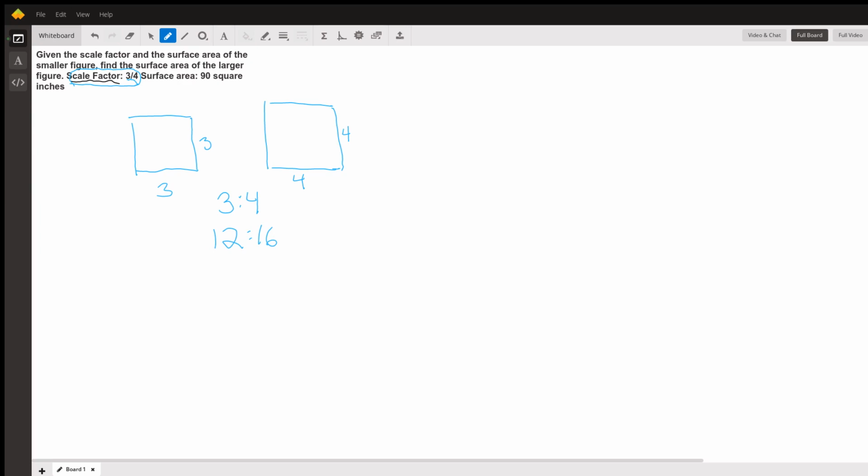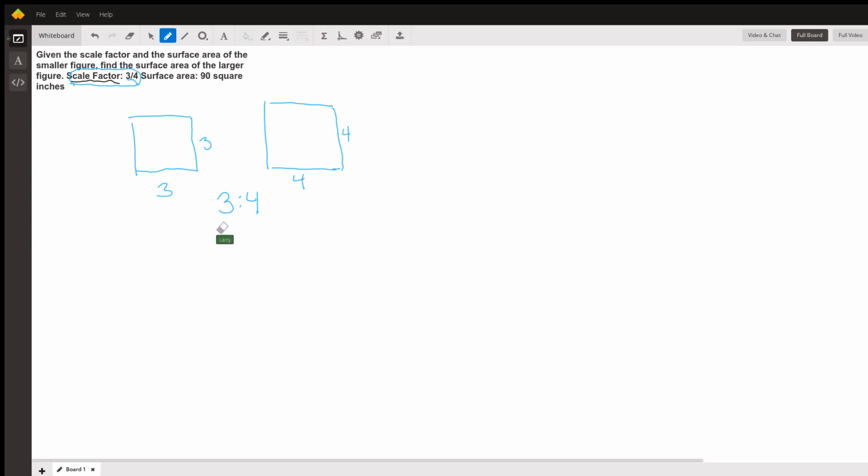If we look at the diagonal of the small figure compared to the diagonal of the larger figure, it would be 3 to 4. Anything about a linear dimension is, in fact, 3 to 4. But we're not asking about the linear dimension. We're asking about a comparison of areas.